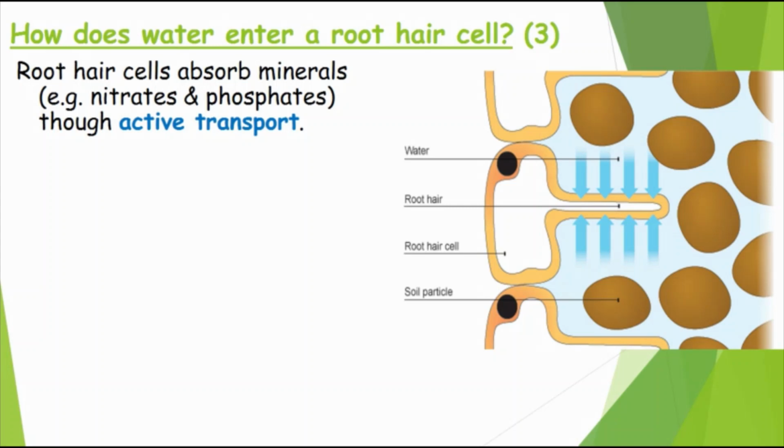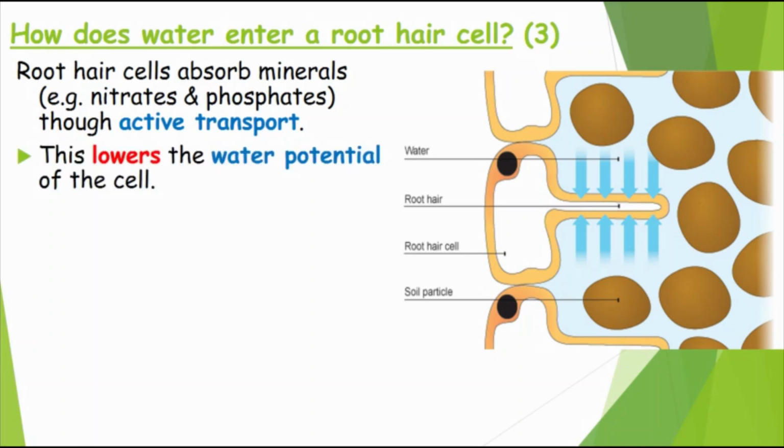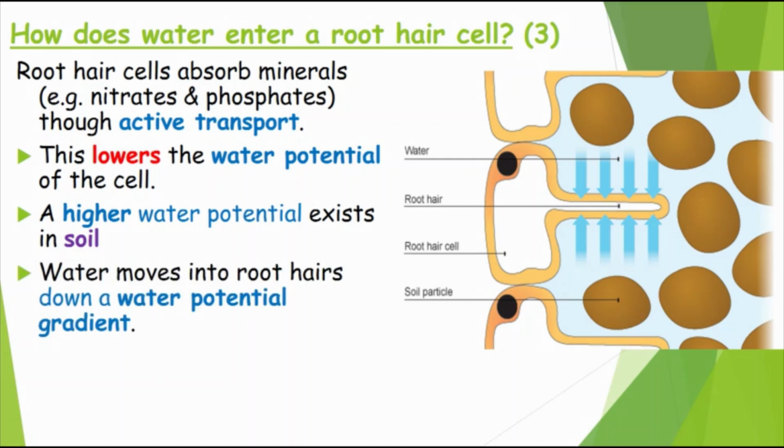So in a root, they're going to absorb minerals such as nitrates and phosphates first through active transport. And we know that if you have a high concentration of solutes inside a cell, this is going to lower the water potential inside the cell. Now we have a higher water potential outside of the cell where the soil is. And water is going to move down the water potential gradient due to this concentration, not due to pumping water from the outside environment inside the cell.